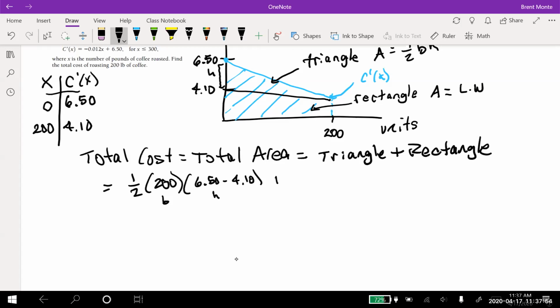And then plus the area of the rectangle. Well, the rectangle is length times width or base times height. It's still 200. This dimension down on the bottom was my length, if we're talking about it this way. And then this would be the width. Well, the width or the height, if you want, is the 410.